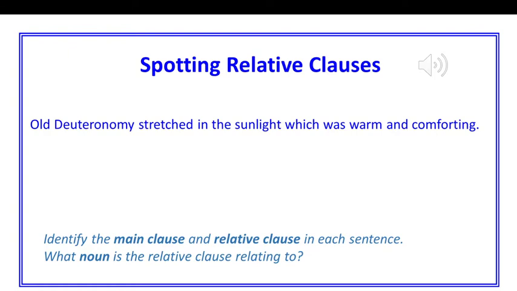is identify which part of that is the main clause, the bit that makes sense on its own, and which part of that is adding extra information, which wouldn't make sense on its own, as well as identifying the noun that's having information added about it. So I'll just give you a bit of time there so you could pause it and have a think about that. What's the main clause, what's the relative clause, and what's the noun?